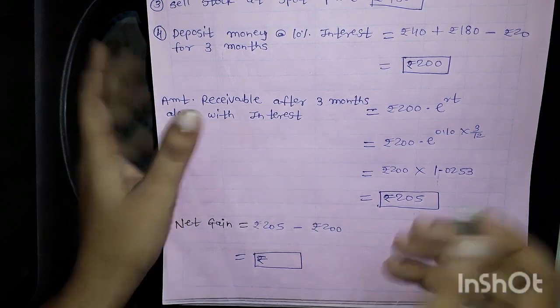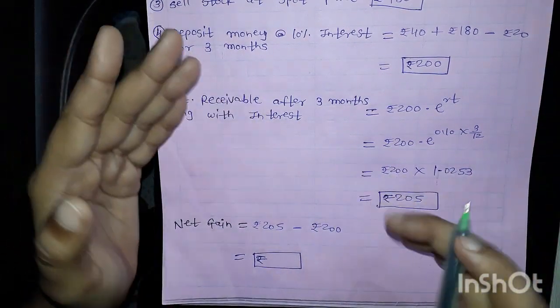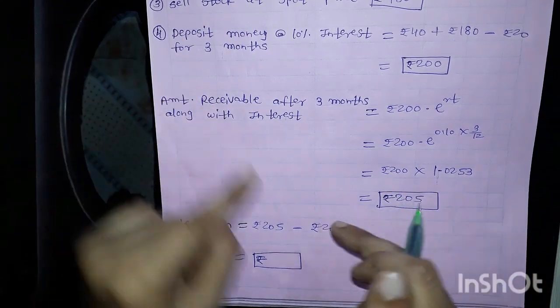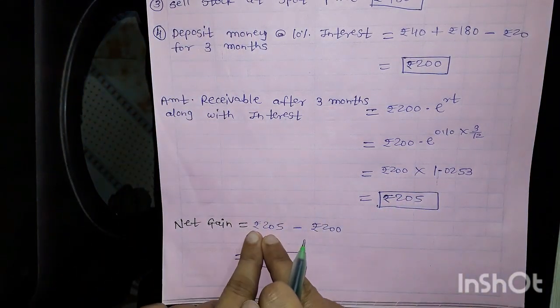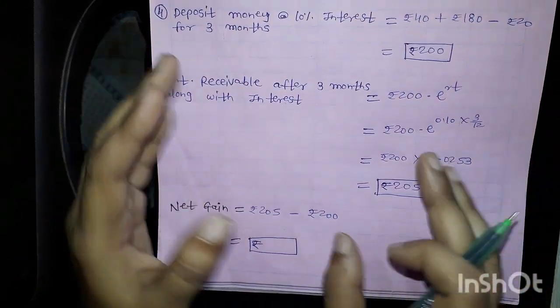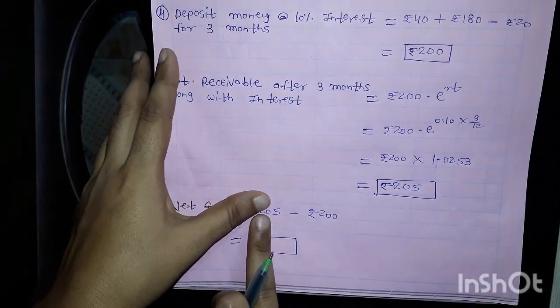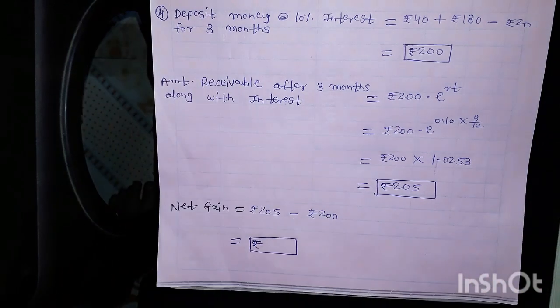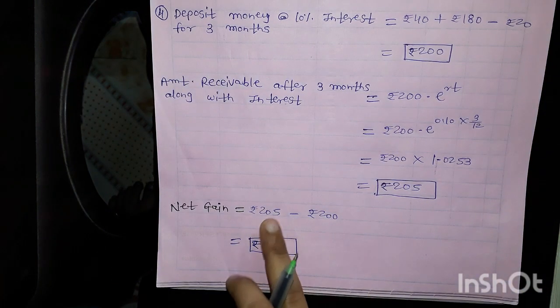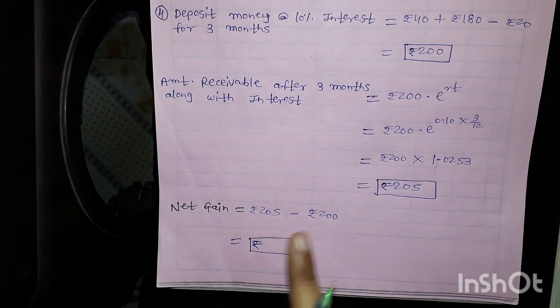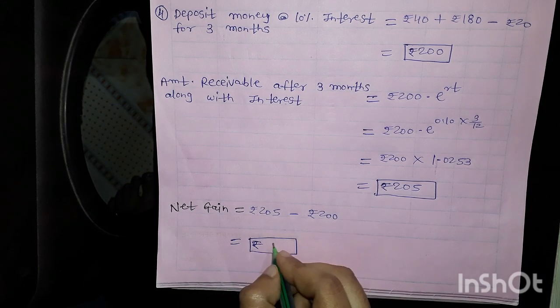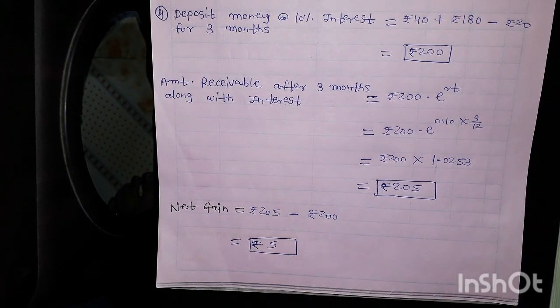In the earlier case, we took the exercise price first because we had the put option, and after that we deducted the amount payable after 3 months. But here, we have to write the amount receivable first and then the exercise price. So my net gain will be rupees 5. Only the net gain they have told us to calculate.